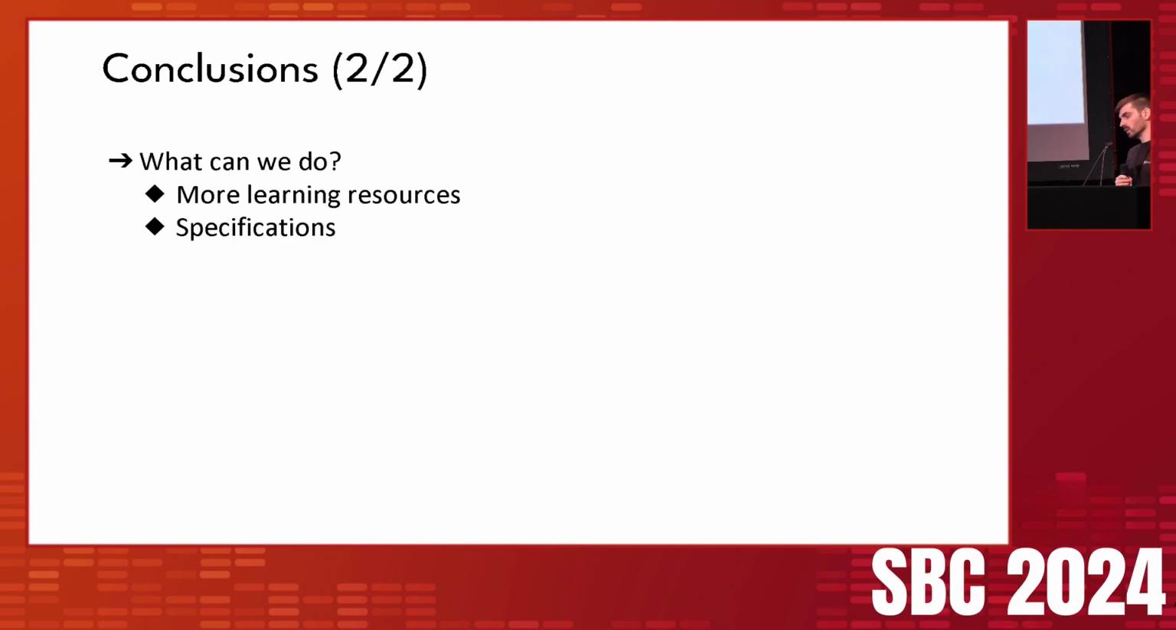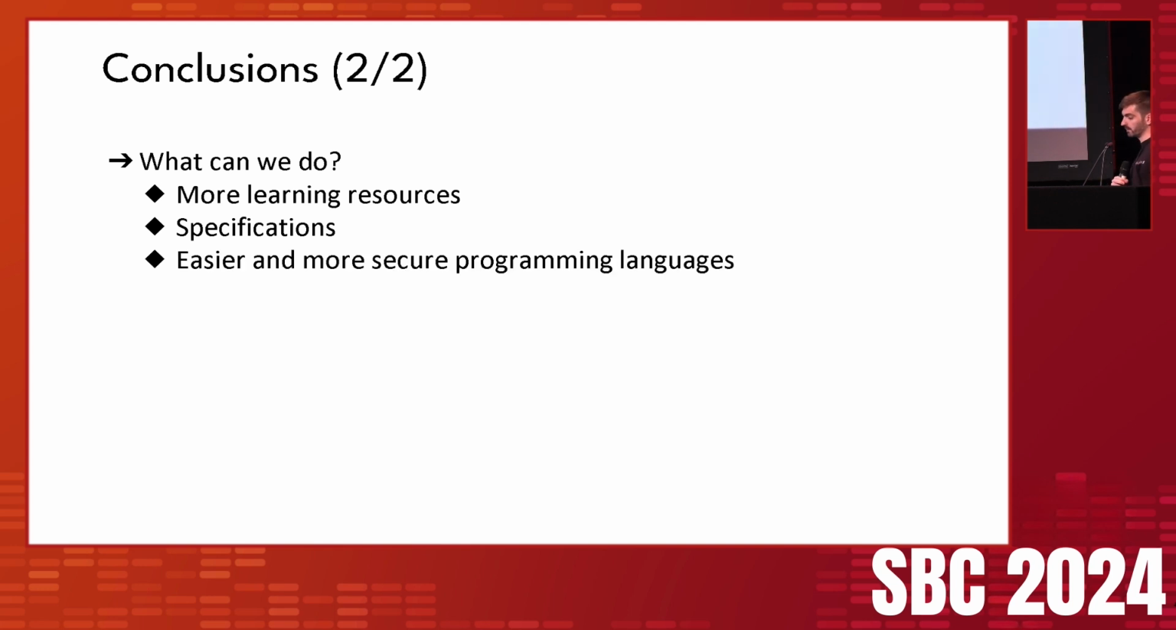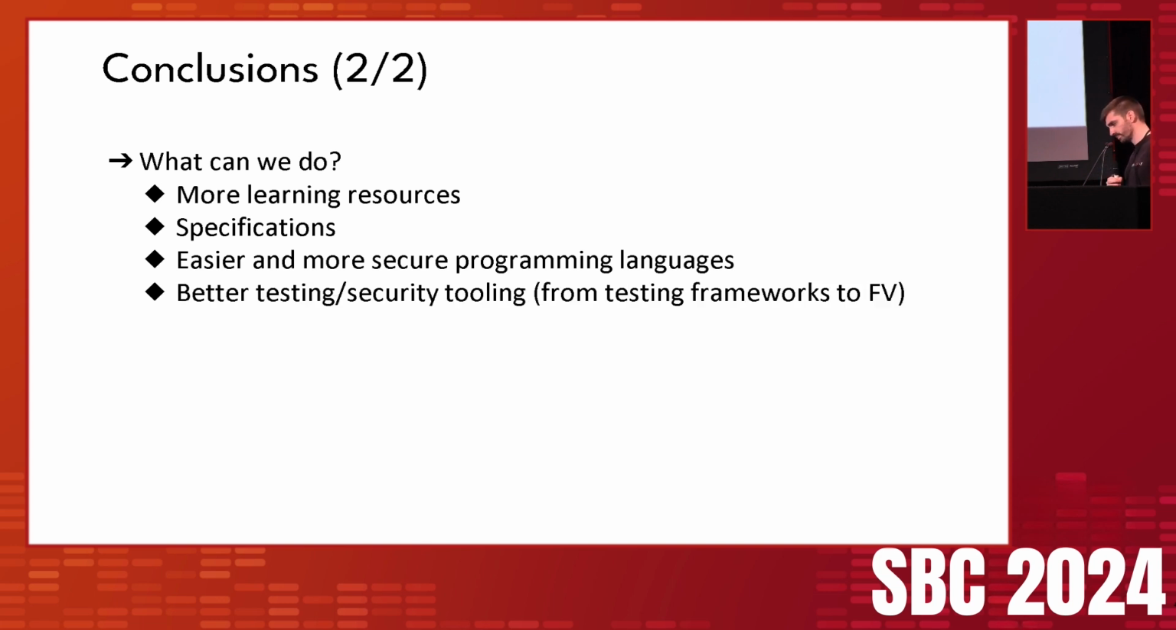And what can we do? We can create more learning resources to educate developers on how to properly write circuits. We can start writing more specifications and even develop tools to make it easier to write specifications for systems using SNARKs. And then we should implement, and there are already some DSLs that are easier to use and more secure, because some bugs are not possible in those ZK DSLs by default. Some examples are Leo and Noir.